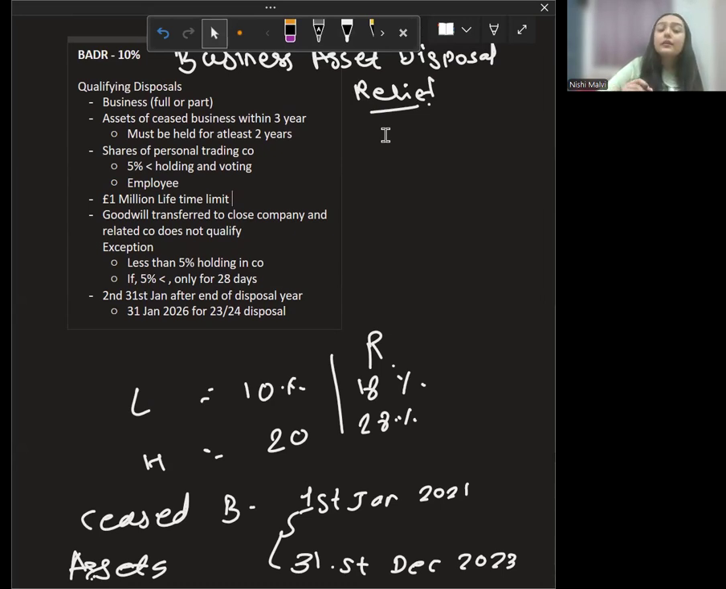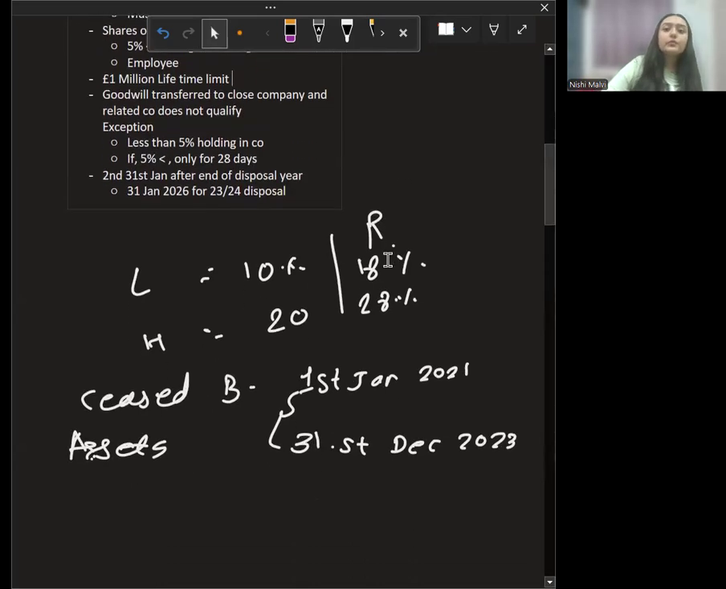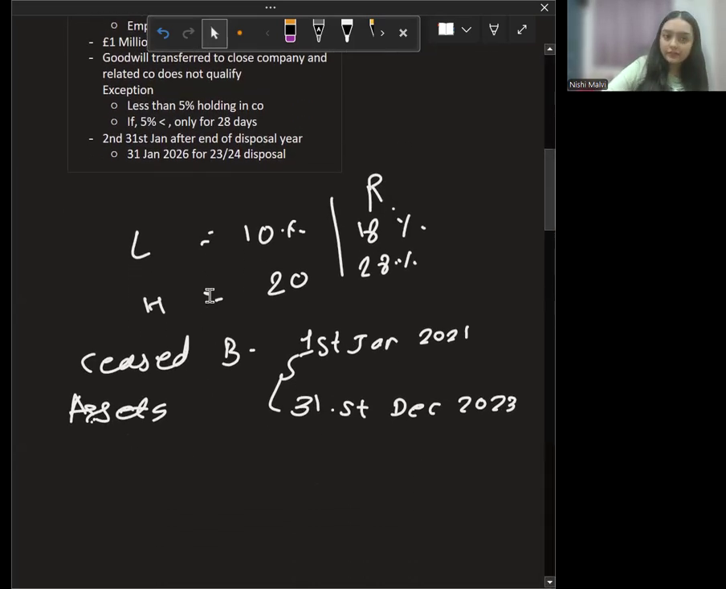One condition, in addition to this, is that the holding percentage needs to be more than 5%, or at least 5%. And of course, the holding percentage should be equal to the voting rights. So the voting rights and the holding percentage should be more than 5%. Now, there's a 1 million lifetime limit.